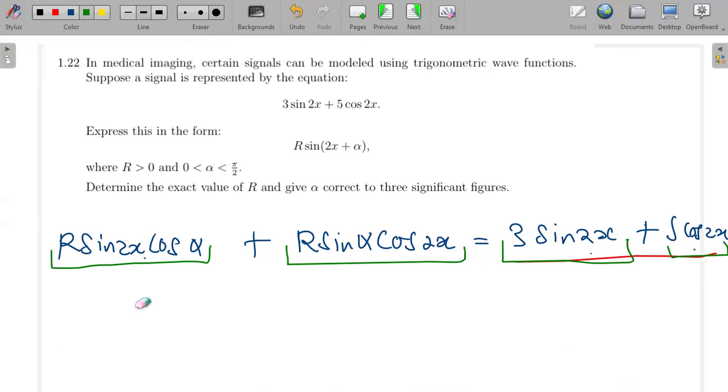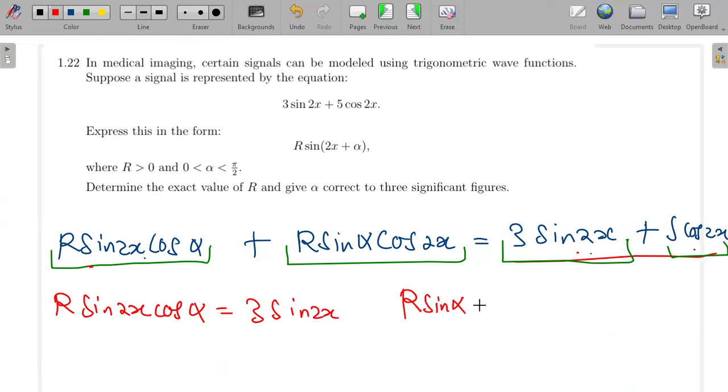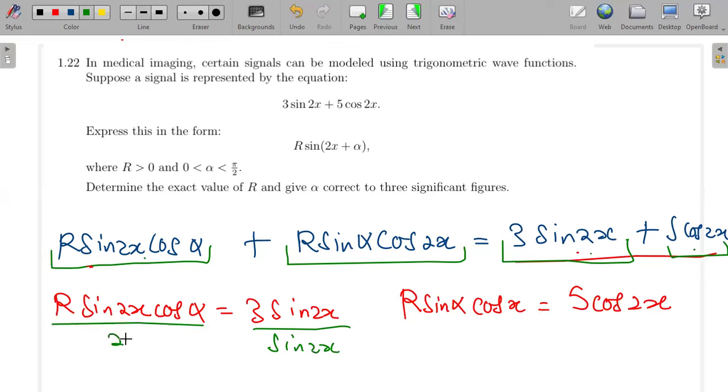All right, so now let's equate these two things. I'm equating this one with this one. So r sine 2x cos alpha should be equal to 3 sine 2x. And then r sine alpha cos 2x should be equal to 5 cos 2x. What do we see here? I can divide by sine 2x here, and even here I divide by sine 2x.